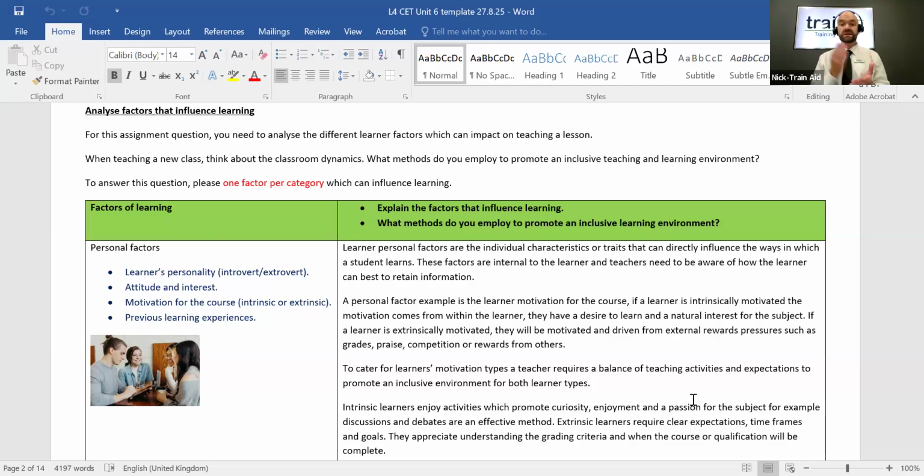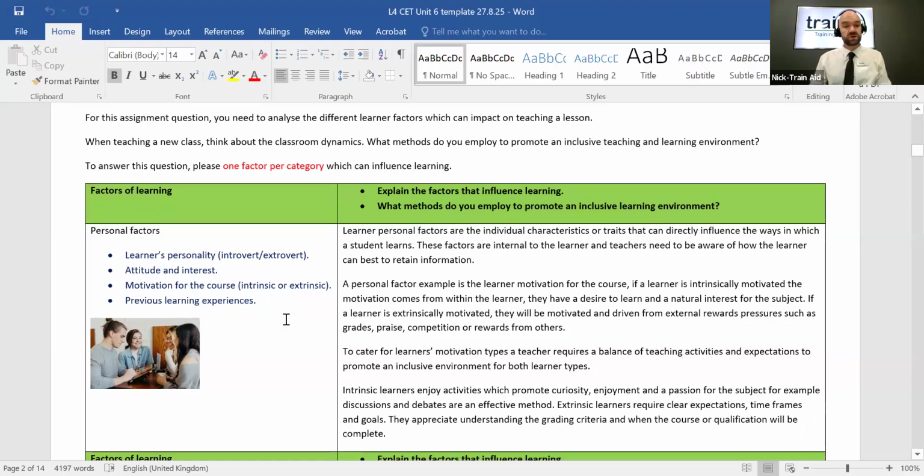You need to be really, really clear in terms of instructions, expectations, time frames. When will they achieve the qualification? What does the grading criteria look like? So you need to have that delicate balance of curiosity, but also outcome, so when and where learners will be achieving their goals as well. That's obviously one way in which to support learners in terms of motivation for the subject.